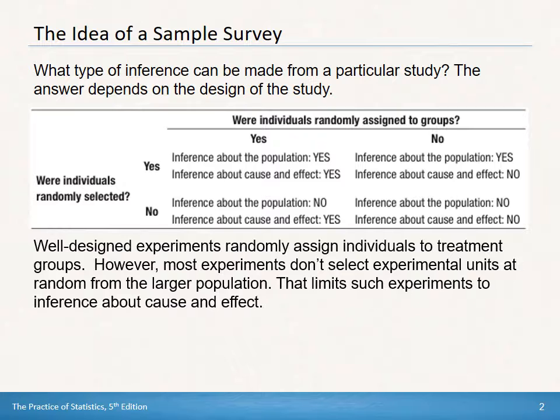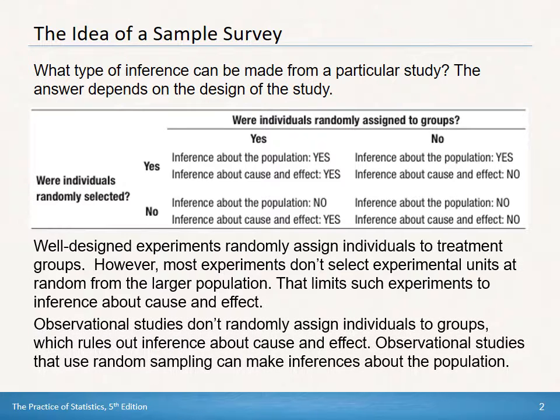So when we're testing a new cancer drug, we're not just going to randomly select cancer patients, we're going to ask them to volunteer. So in most experiments, especially the ones that deal with drugs and things like that, the people are not randomly selected from the population, but we can take the sample of people who volunteer and randomly assign them to treatment groups. So it limits those experiments to only inferences about cause and effect, not necessarily about whether or not they can be applied to every single person in the population.